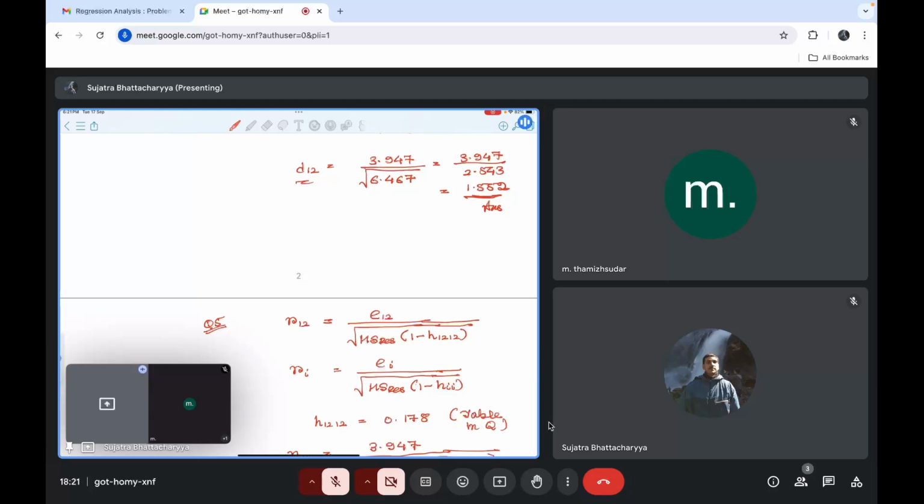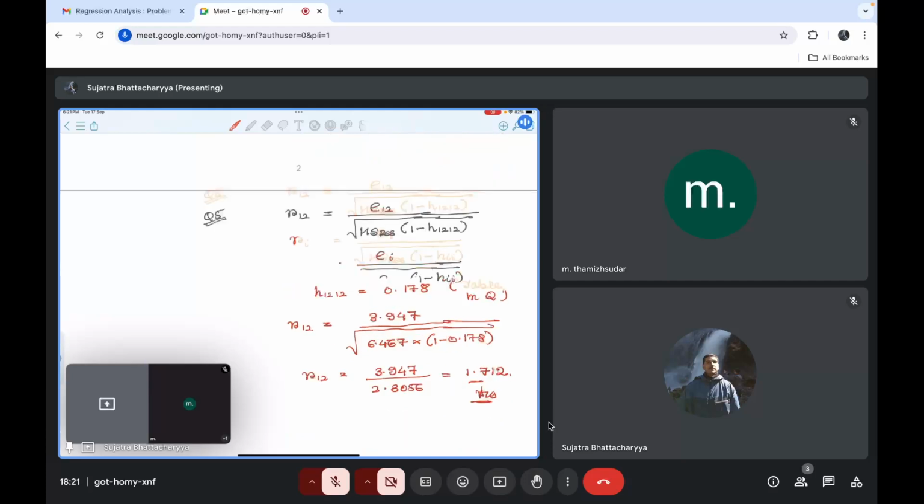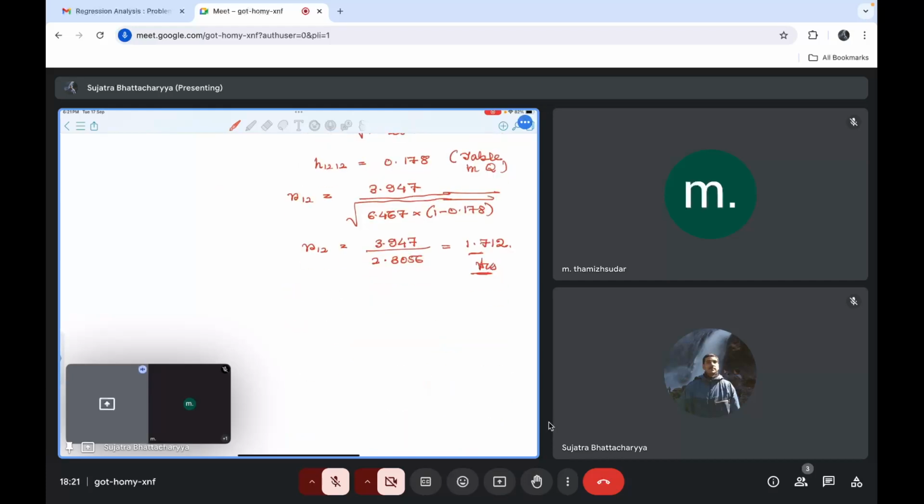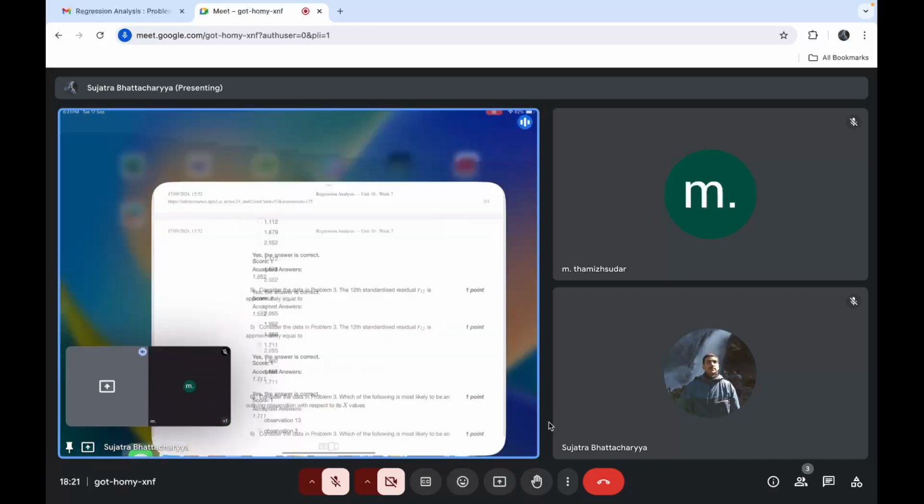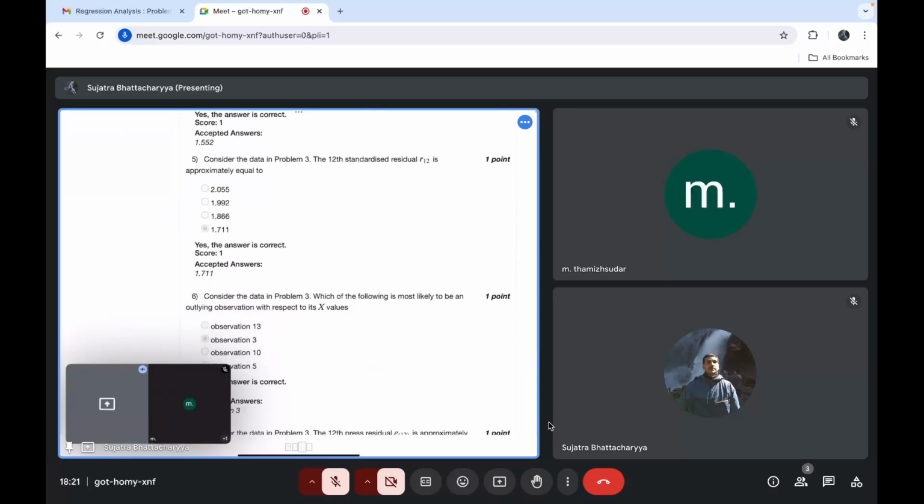So there is not much difference between R12 and T12. And we know that as a criterion to look for outlier points like leverage points or influential points, this difference should be very, very large. But here it is not. So it is clear that the 12th residual is not very far away when you calculate the studentized as well as standardized residual. Okay, so let's go to the question. Yeah, 1.71. So it's fine.